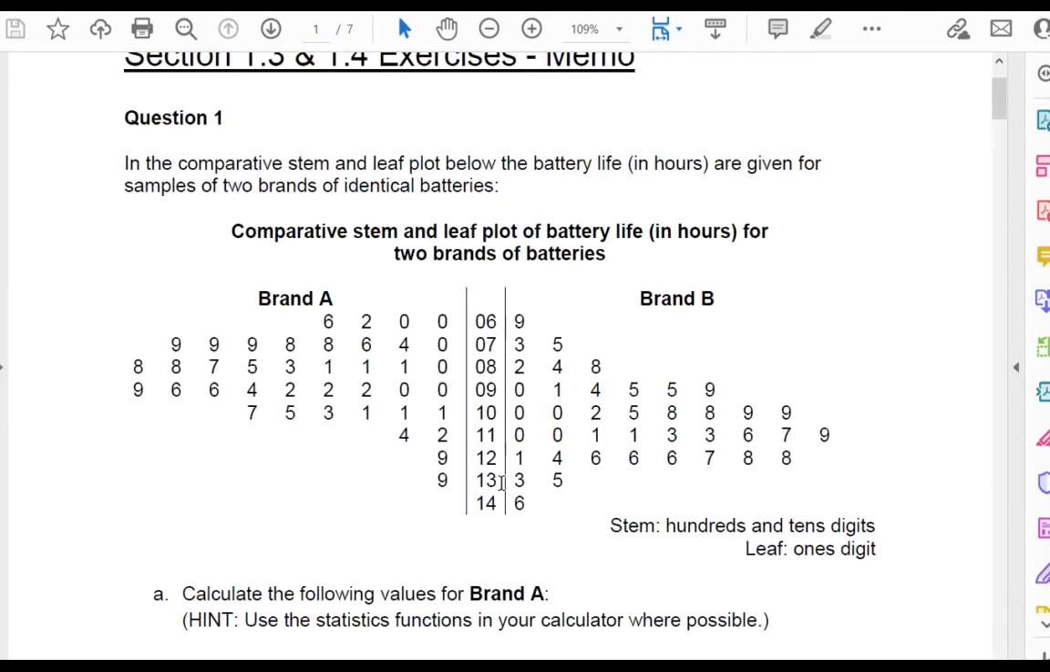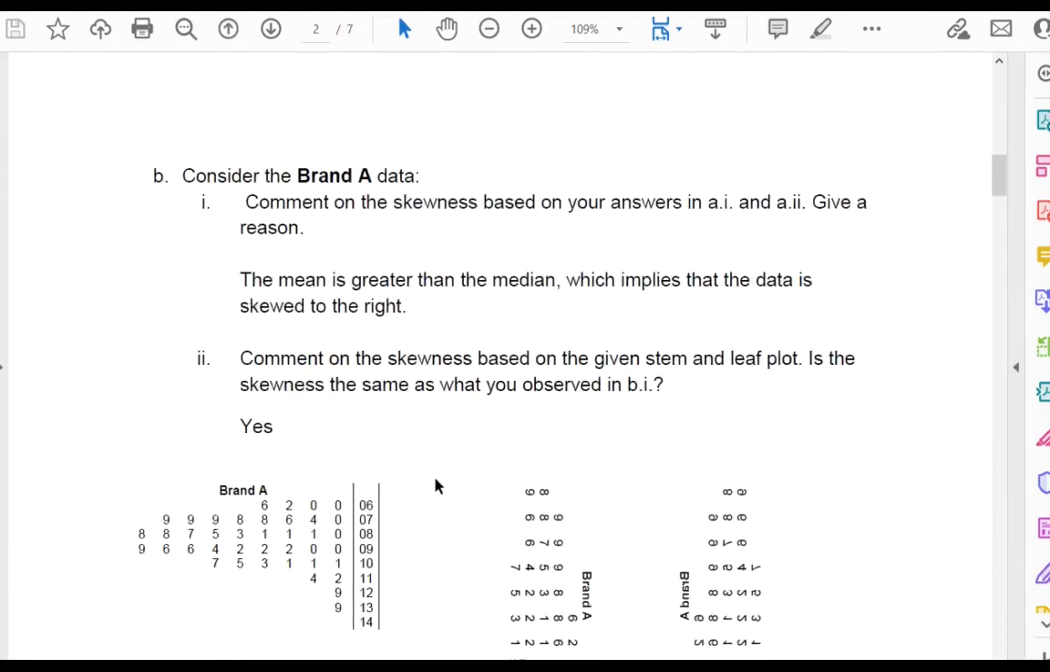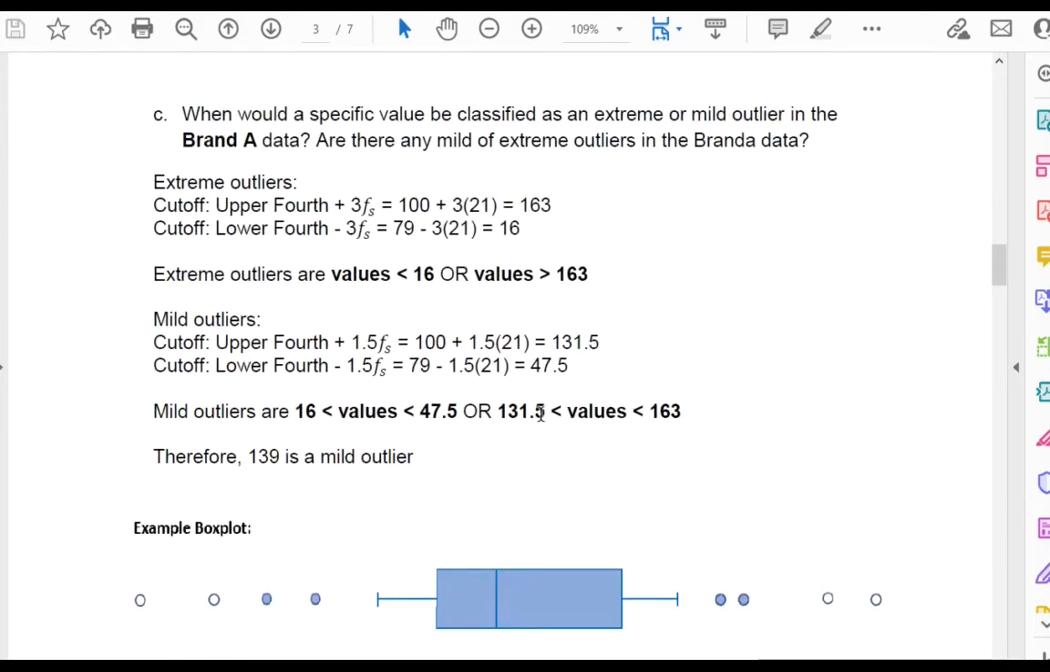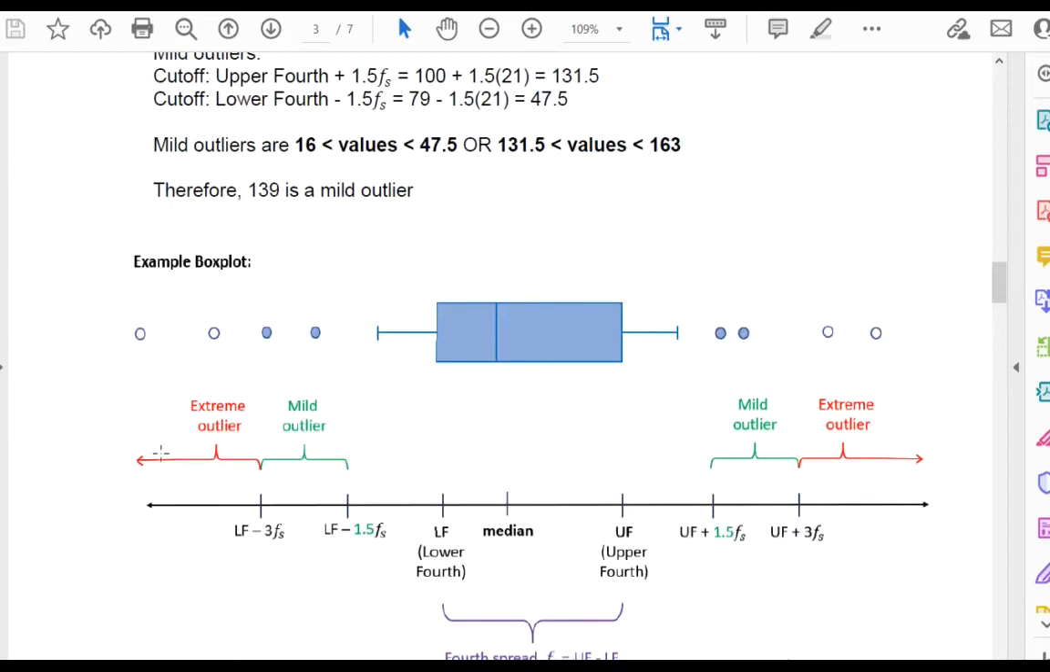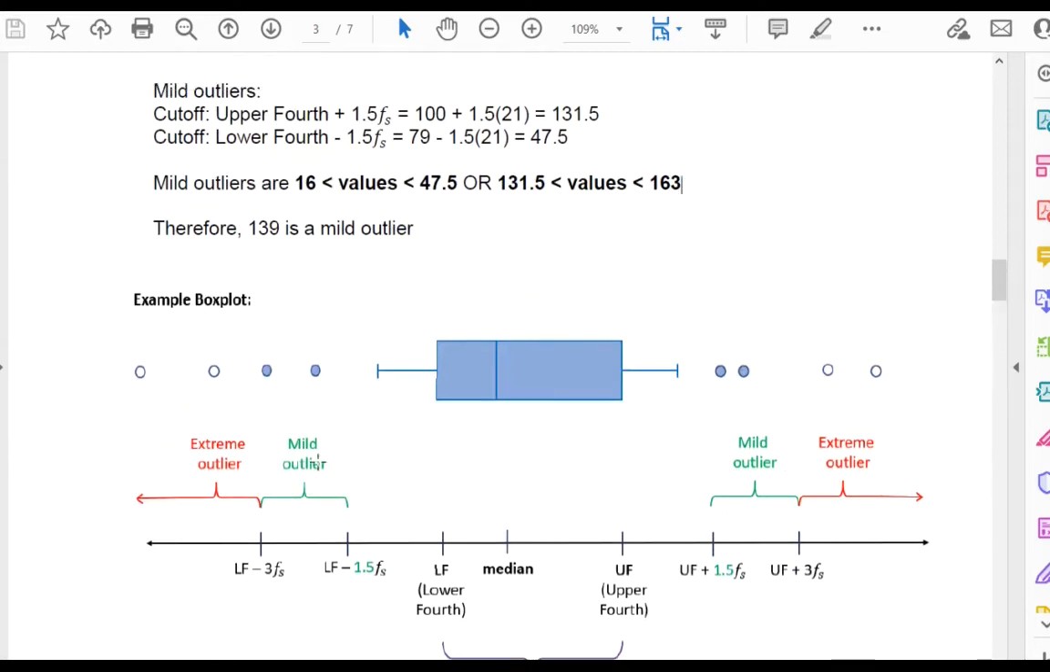We have 139 here. So this is definitely past this 131.5 boundary, but 139 is smaller than 163. Therefore, it is a mild outlier. You'll do the same on this side, so you can double check the calculations here. So your 16 is over here, 47.5 is over here, and you'll see there are no values in this area. So the only outlier we have is at 139, which is a mild outlier. That's what I wanted you to identify.